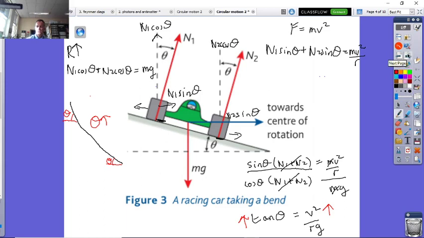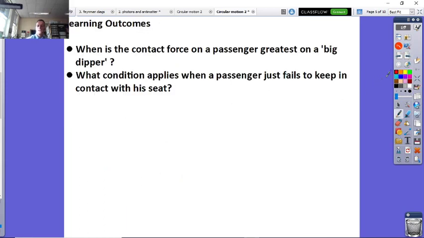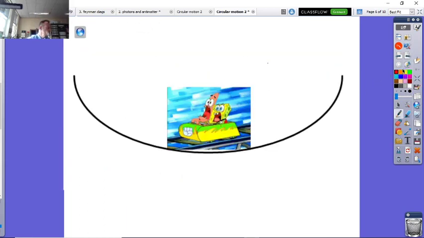Now, the next worked example you have is all about the Big Dipper, and you'll find this one on your 2.4.